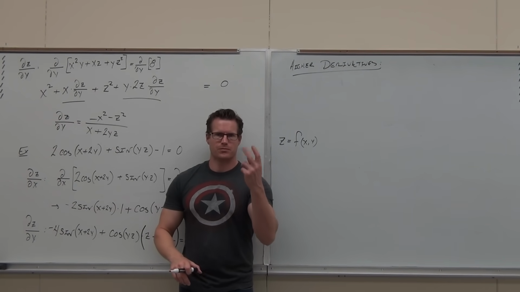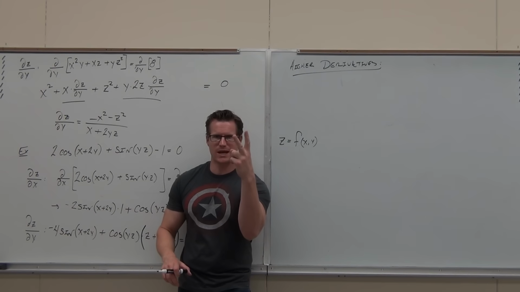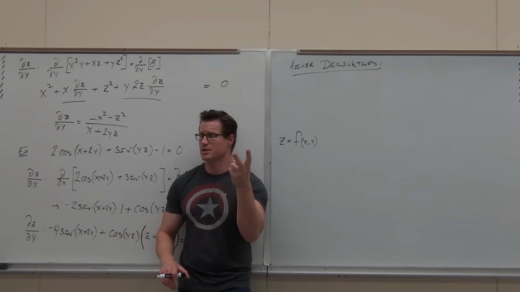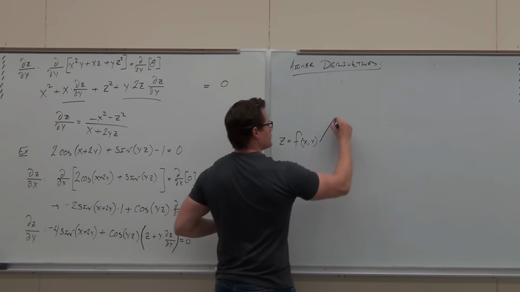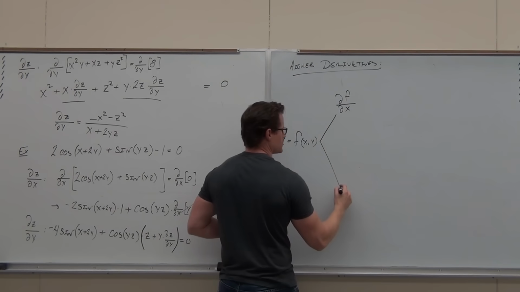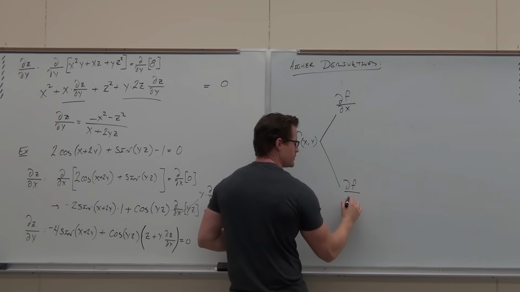With 2 independent variables, which we have, how many partial derivatives can we take? 2. We can take a partial derivative for every independent variable that we have. Does that make sense? So we can do 2. We could do partial with respect to x, or partial of f with respect to y.